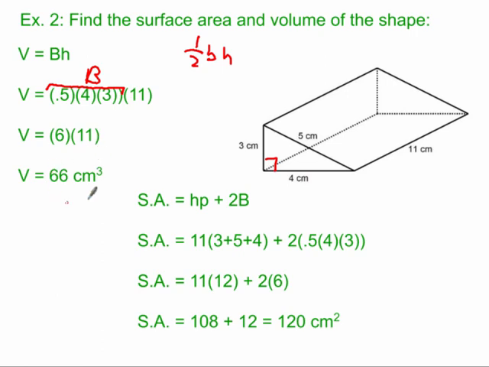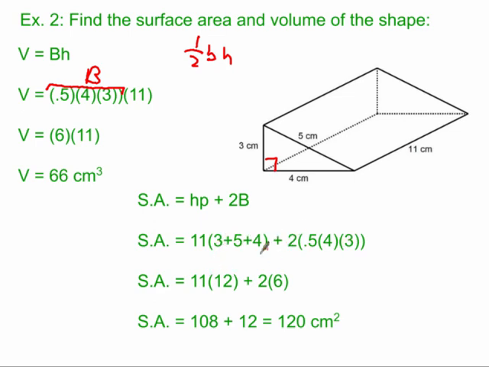All right, volume is always cubed. Now for surface area, it's the height times the perimeter plus twice the base area. Well, the height is 11. We've got that. The perimeter is the perimeter of one of the bases. So I just add up each side of this triangle. 5 plus 4 plus 3, or 3 plus 5 plus 4. And the base area is the same as in number 1. 1/2 times base, or 1/2 times 4 times 3. But I'm just going to multiply that by 2 now.